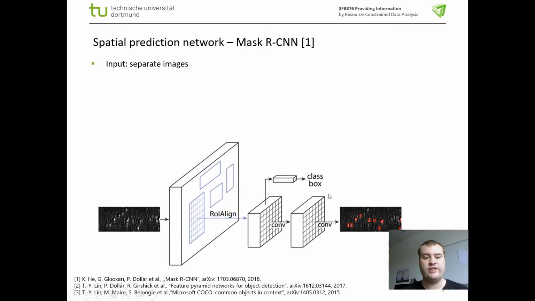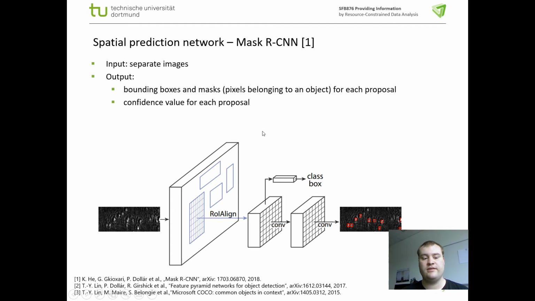Our spatial prediction network is basically a mask RCNN. This mask RCNN receives separate images. This means that each image will be analyzed independently from each other image. The output which we receive are bounding boxes, a mask for each bounding box, and a confidence value that a particle lies in this bounding box, respectively in the mask.